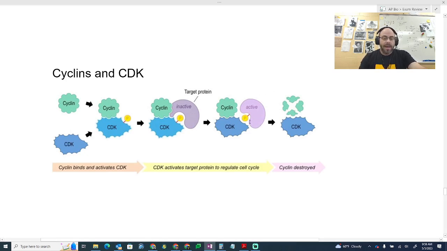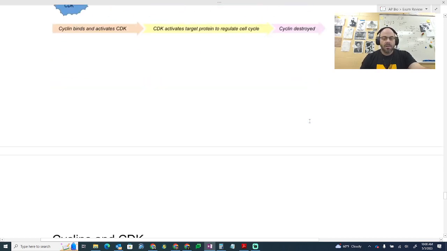CDK, or cyclin-dependent kinase, it's an enzyme, right? It's going to stick around. It's going to wait for the next cell cycle because enzymes stick around. The things that they change do not. This is a great example of that. Let's talk about this in another way.